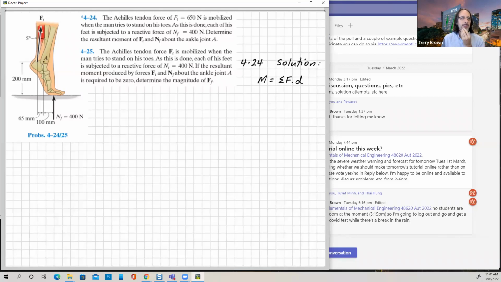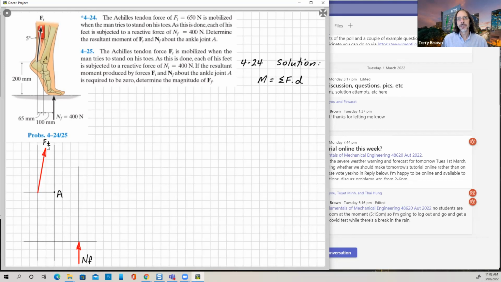Okay, got a question. Why does the X component have 0 moment about A? Good question. I'll deal with that as we go through the solution. I would like to see more coming back from you guys, but for this question, let me start working through it a little bit.